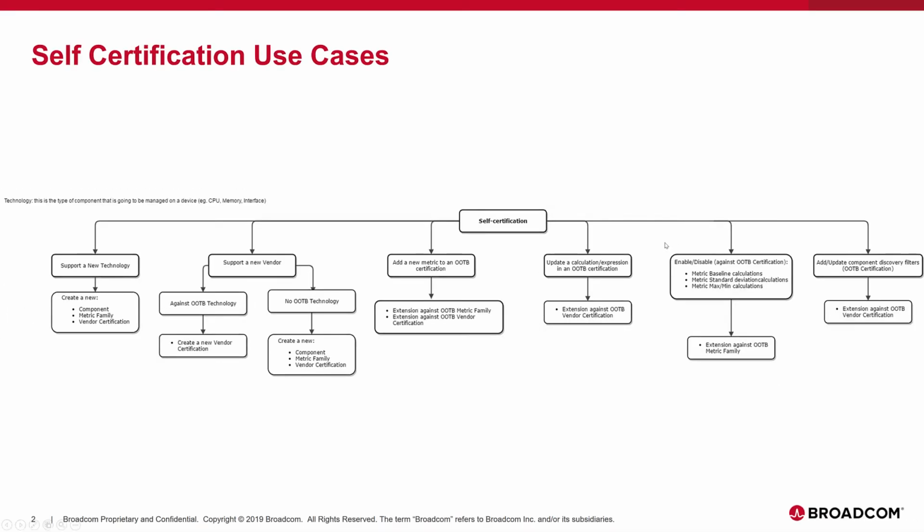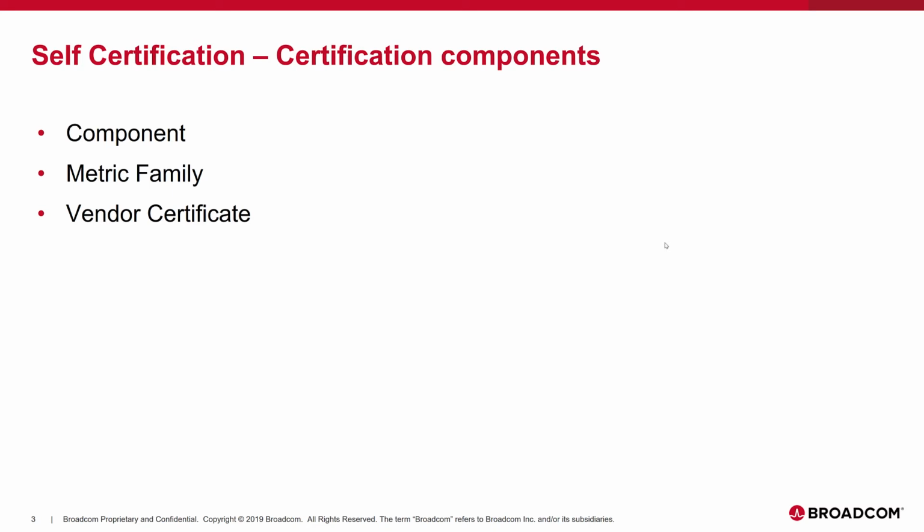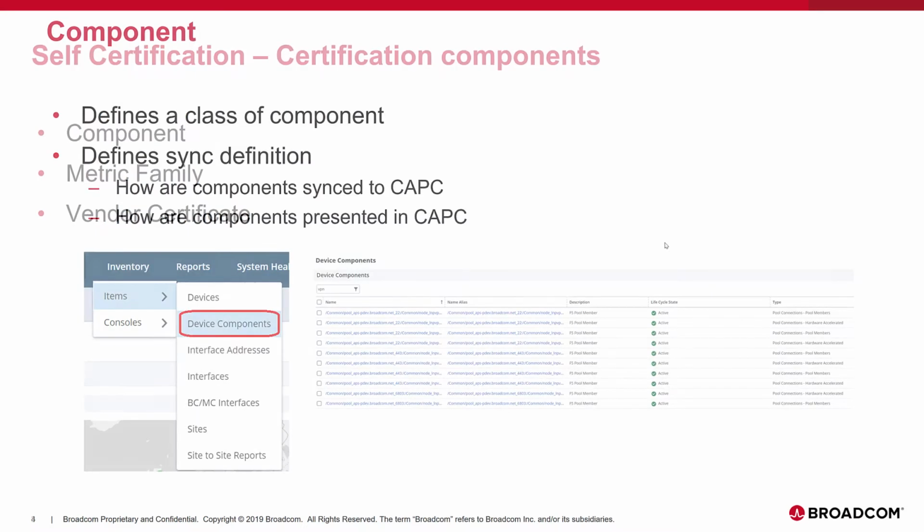So let's take a look at what pieces are in a certification, right? So there are different certification components, three of them. One is the component, metric family, and the vendor certificate.